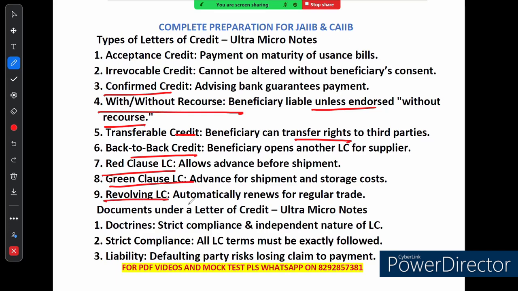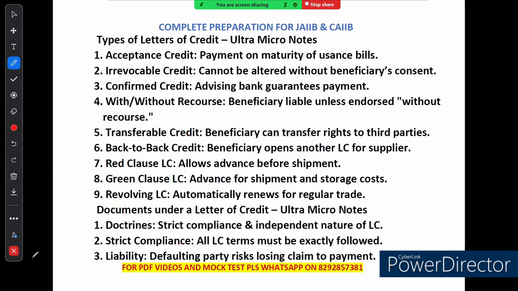Let's move on to the documents required under a letter of credit. First, we call the doctrine. It is crucial to understand the doctrine of strict compliance and the independent nature of the LC. Strict compliance means all the terms of the LC must be followed exactly. Any deviation can jeopardize the claim to payment, and if the party defaults, they risk losing the claim to the payment.